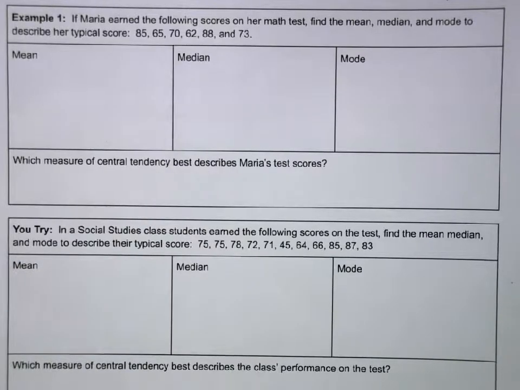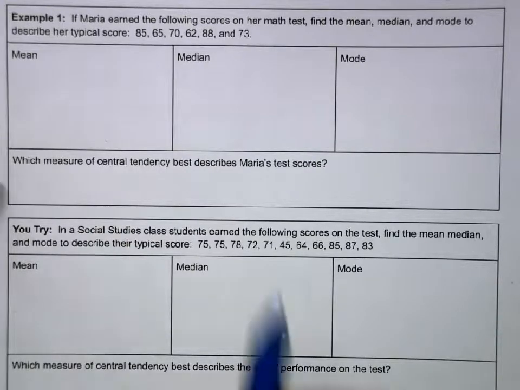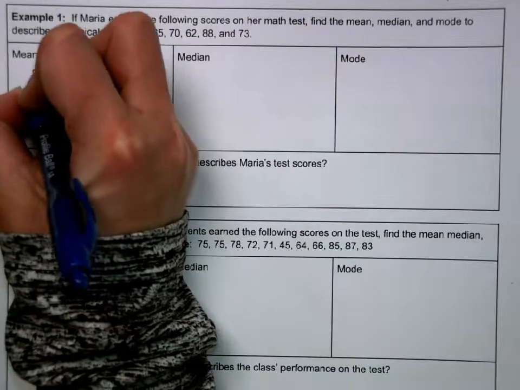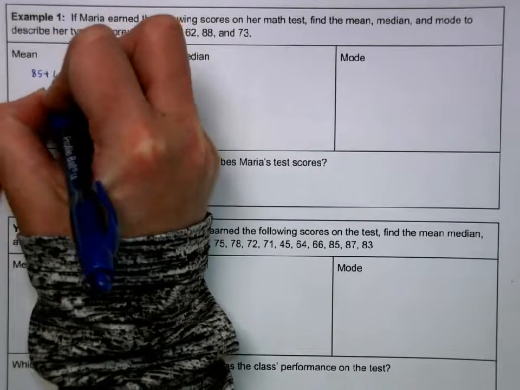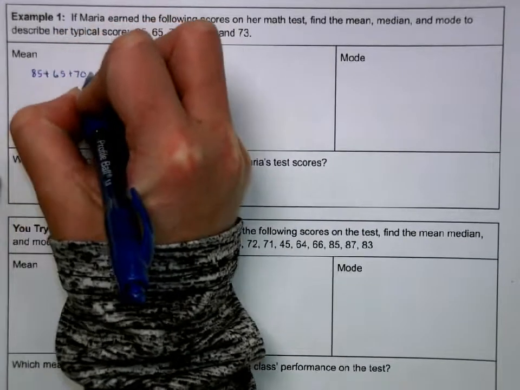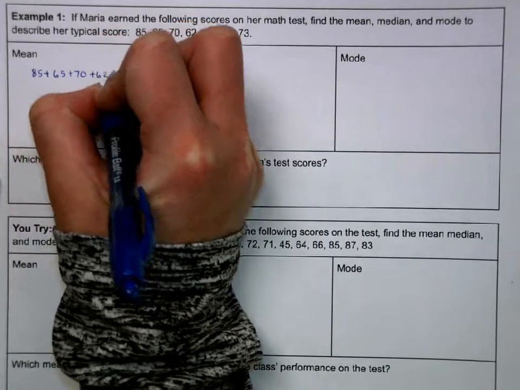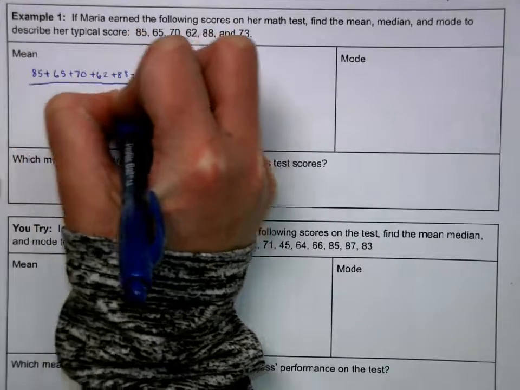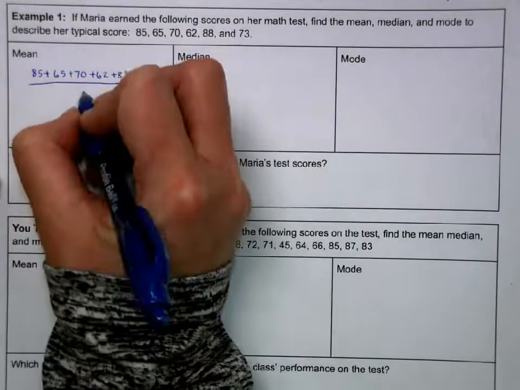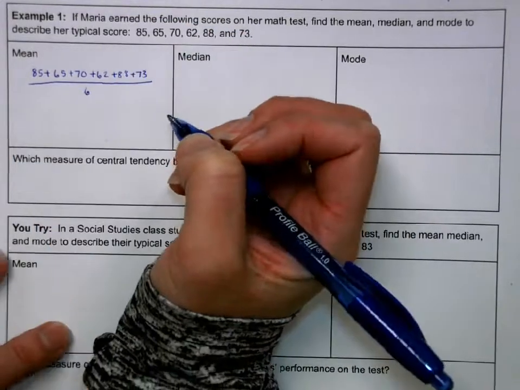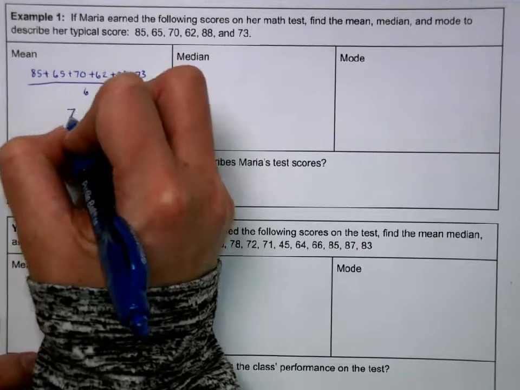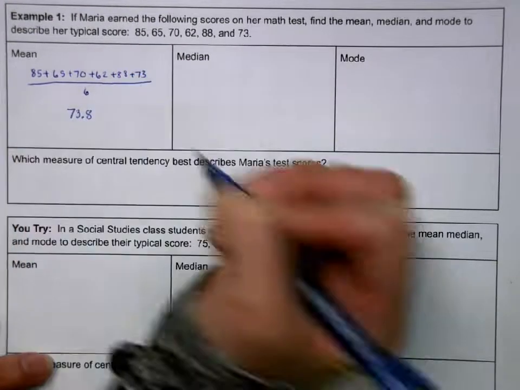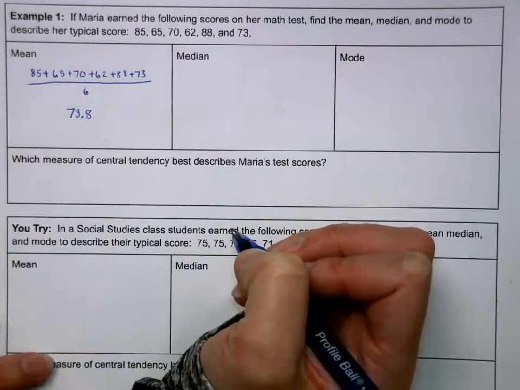All right, if Maria earned the following scores on her math test, find the mean, median, and mode to describe her typical score. So for the mean, we're going to add the values up, and we're going to divide by how many there are. We have 6 data points, so we're going to divide by 6. This gets me 73.8 as her mean score.